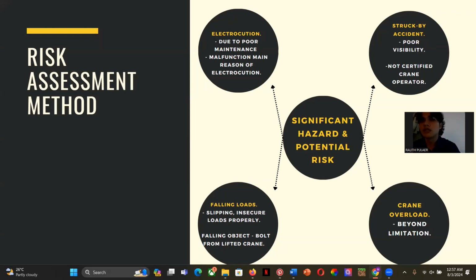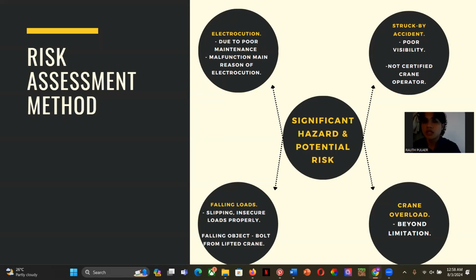Another thing could be that the crane operator is not certified, has not undergone training, or maybe their certification has expired. Those could be the possibilities behind the struck-by accident, because they lack knowledge and forget how to handle the situation.